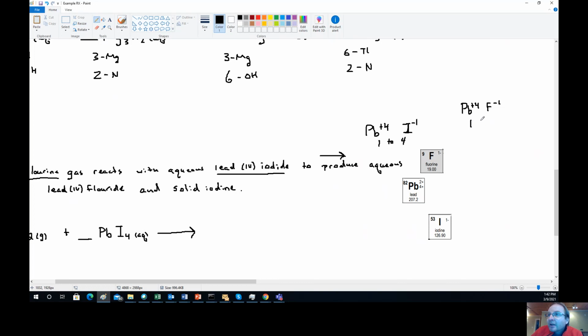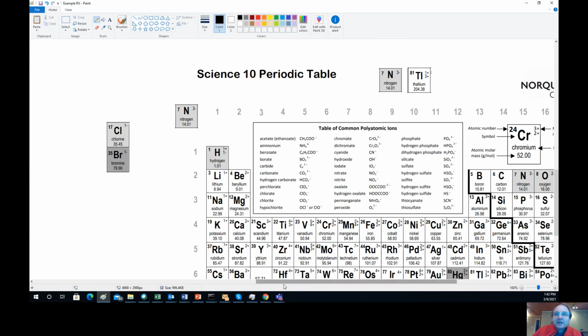Okay, well, 1 lead, and you'd need 4 of these, right? To nicely balance it out, to make a nice balanced ionic compound to produce aqueous lead 4. So PbF4 aqueous and solid iodine. Iodine's also the same group, right? Group 17. You know it's a solid, but it's I2, right? Got to know that. Always group 17, always diatomic. It's what they need to do to stabilize.